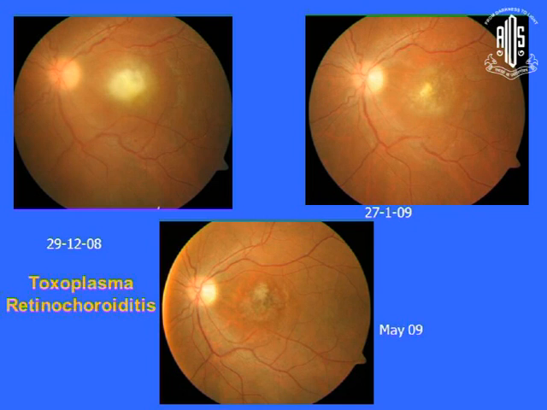So this is a case of toxoplasma retinochoroiditis. Unfortunately, the fovea was already involved. Though it healed very well, the patient could not gain much vision. This is a typical picture of toxoplasma retinochoroiditis. So better to start on clindamycin and then start steroids after 1 week rather than directly starting steroids.